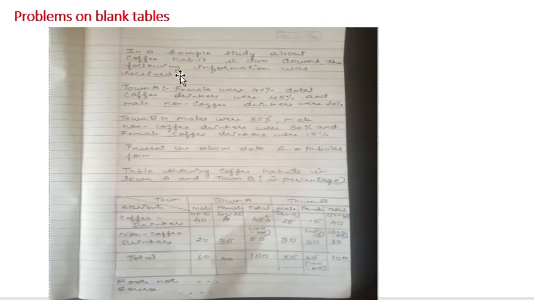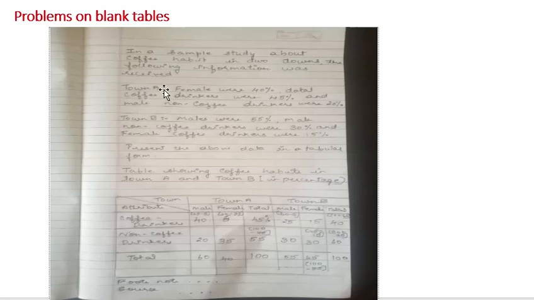In a sample study about the coffee habits in 2 towns, the following information was received. Now here we have 2 towns, town A and town B. How many people are consuming coffee? See, female were 40%, total coffee drinkers were 45%. So remaining were non-coffee drinkers. Okay, and male non-coffee drinkers were 20%. So this information is given.